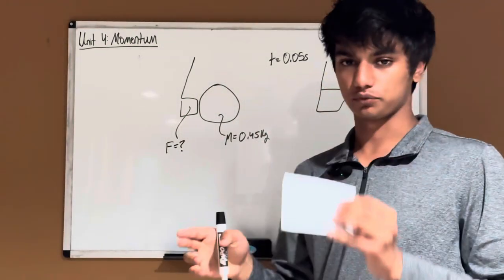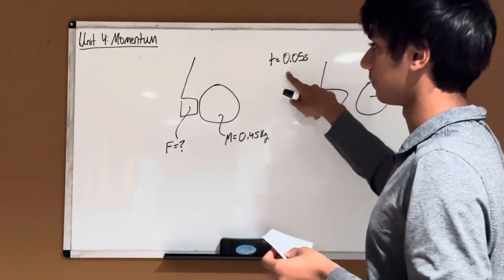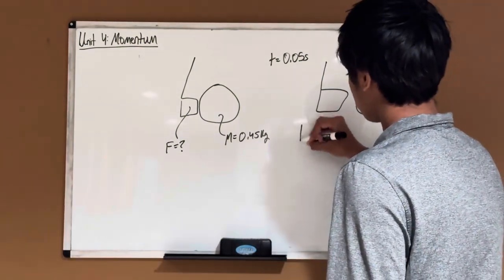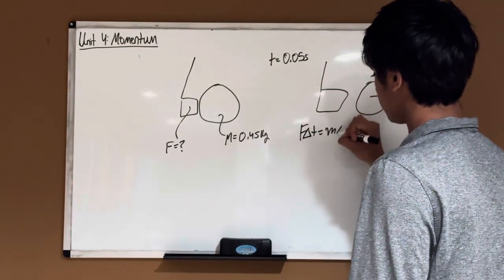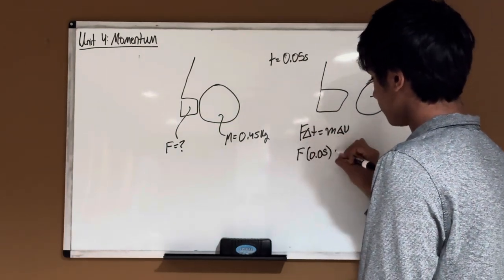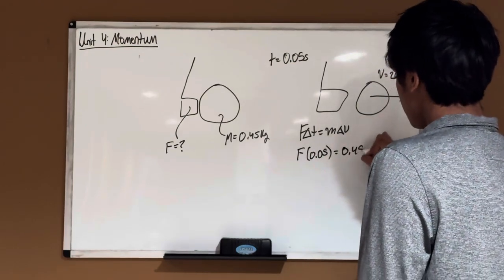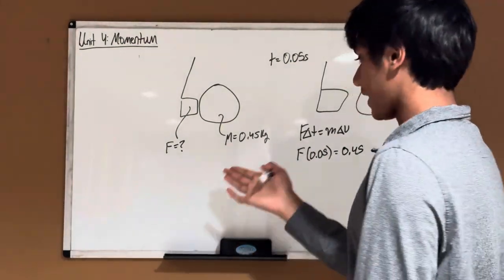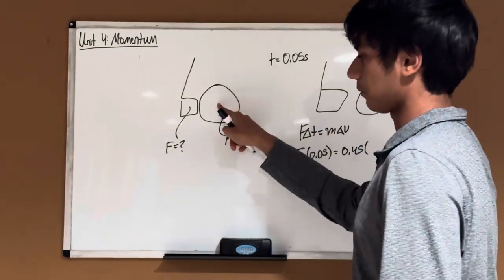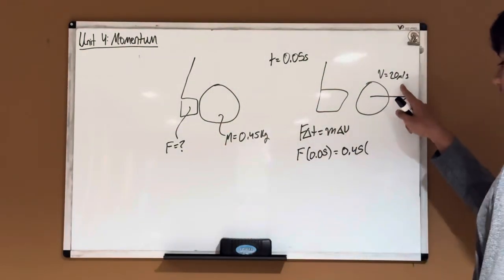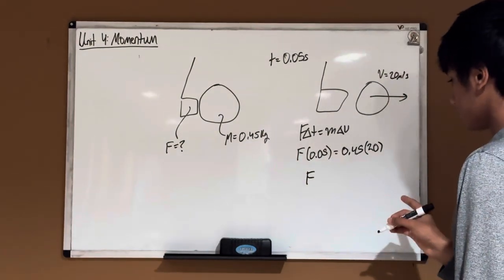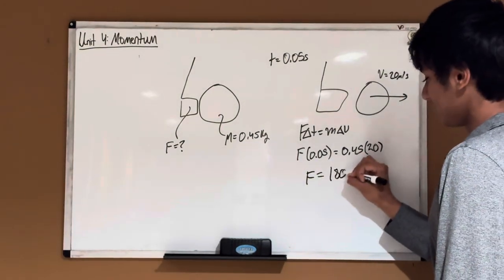We can do this using the impulse-momentum theorem, because we have a mass, a velocity, and a time. The only thing we're missing is the force, which is what we're solving for. So impulse-momentum: F delta t is equal to m delta v. Delta t is 0.05 seconds, and the mass is 0.45. If the mass was changing, we'd have to do delta mv, but the mass usually doesn't change. Then delta v: our initial v is 0, because the ball is at rest, and then it's 20 meters per second. So delta v is 20, and dividing by 0.05, we get that F is equal to 180 newtons, which is our final answer.